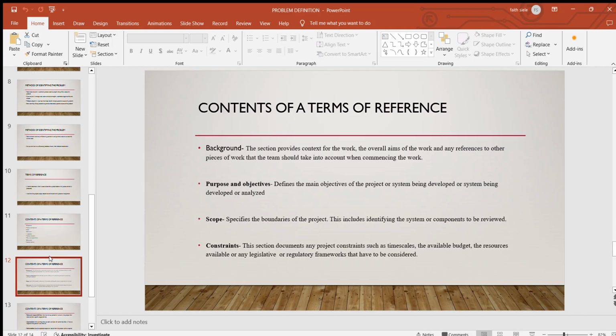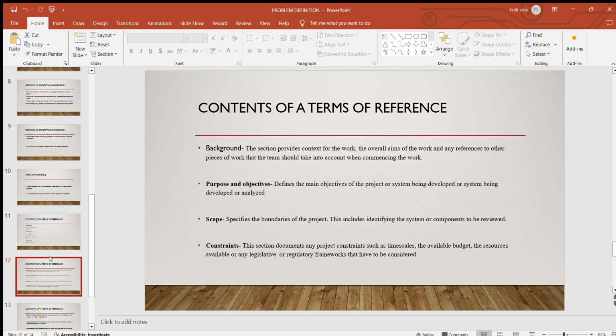Then thirdly, we have scope. Scope specifies the boundaries of the project, and this includes identifying the system or components which are to be reviewed, the stakeholders involved, and the limitations of the project. So basically it just defines what will be included or excluded from the analysis or project development.